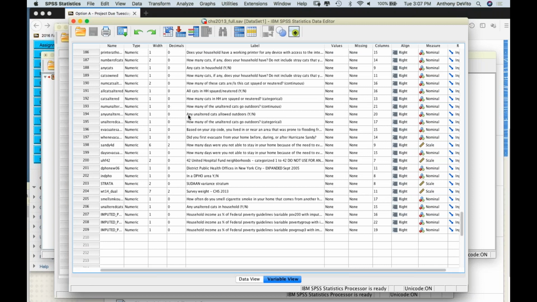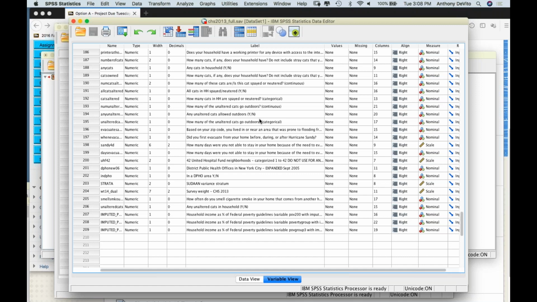Okay, do you have any unaltered cats that are allowed outdoors? Yes or no? I have no idea why they asked that question on a community health survey. I can imagine why they might ask if you have a cat, because maybe let's see if people who have cats are more likely to have asthma, right? But they didn't ask that. They asked, do you have any unaltered cats that you allow outdoors? Maybe you can use that anyway, because that's at least the key to the person who has a cat, right?